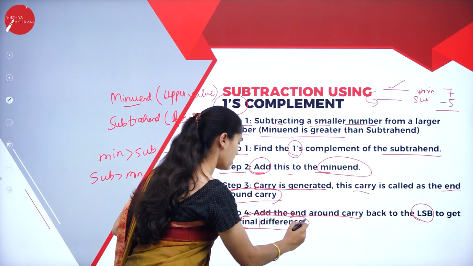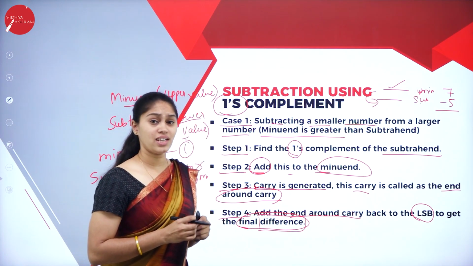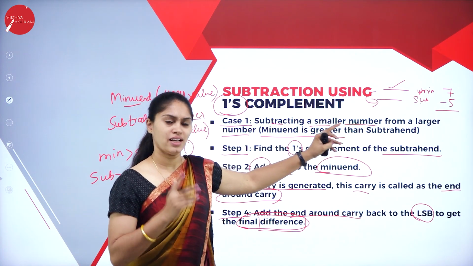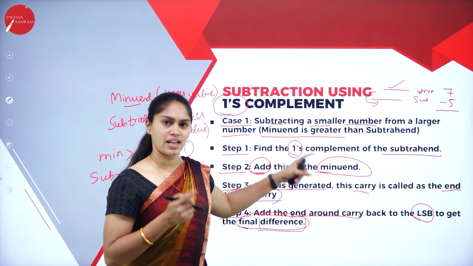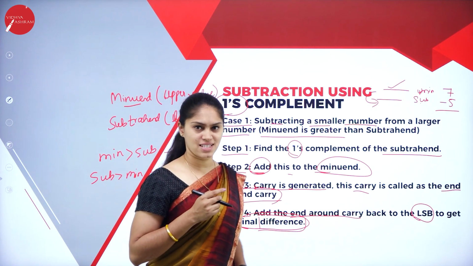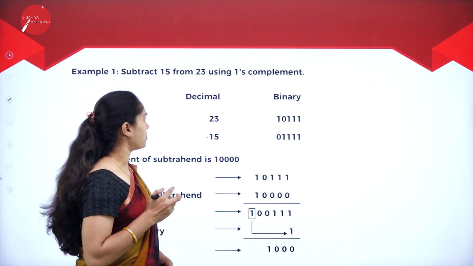So if it is a difference, that is what we have done with subtraction. Okay. Take the 1's complement of subtrahend, add it with the minuend, then we are going to get a carry. That carry has to be added with the LSB. We'll see the problem, then you can understand.